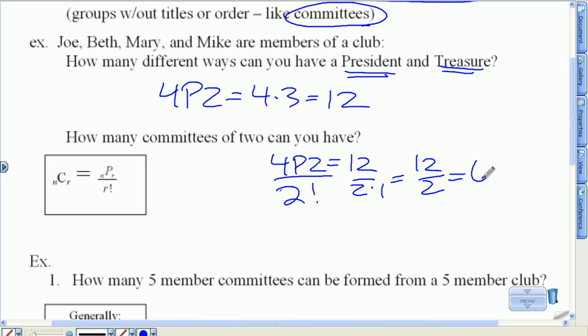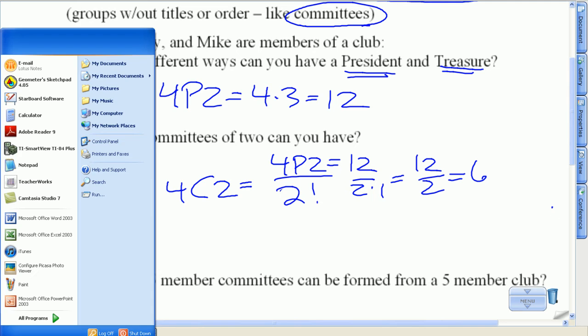This is 4 choose 2. When order does not matter, you are going to use C instead of P for choose 2. The difference is you divide by the second number factorial, which means combinations are always going to be slightly smaller than the same numbers in a permutation. You will divide by R factorial. And your calculator does this work.